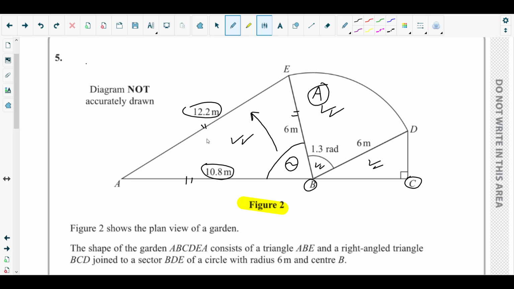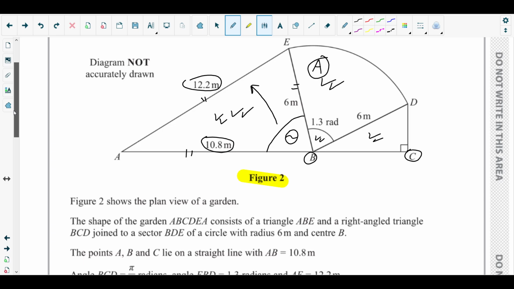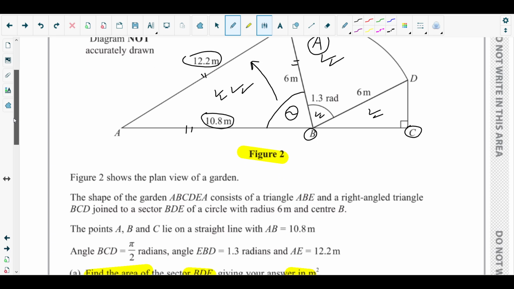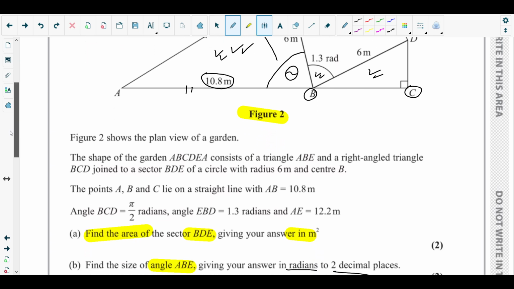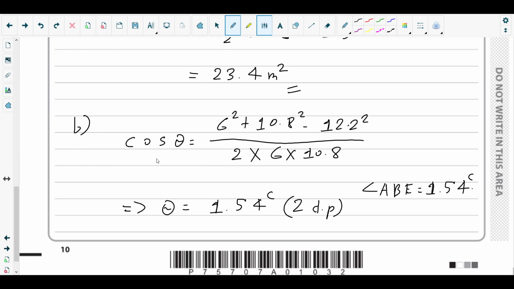Now we need the area of this scalene triangle ABE and the right-angled triangle BCD, right? So at first find the area of triangle ABE. So how can you find the area of triangle ABE? Using the formula that is half of AB sine theta. The area of a triangle is half of AB sine theta.